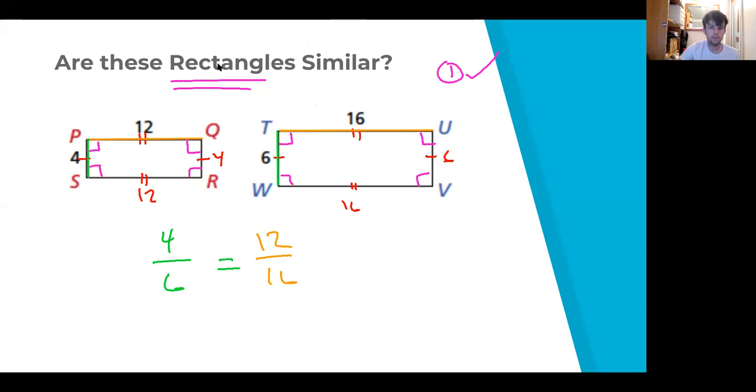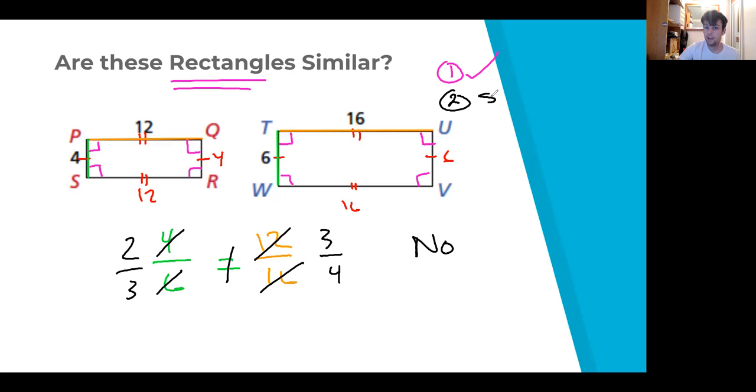And let's talk about why. Let's reduce them. 4 over 6 reduces to 2/3. And these, they divide by 4, to 3/4. So these are not equal. So in this case, we can answer no. The angles were congruent, but the sides were not proportional.